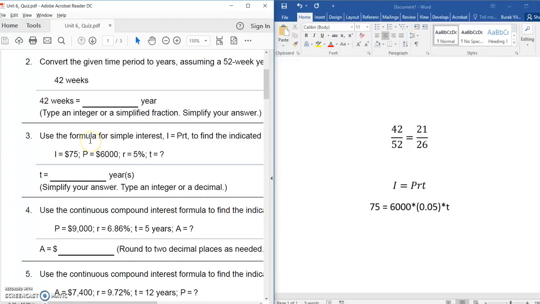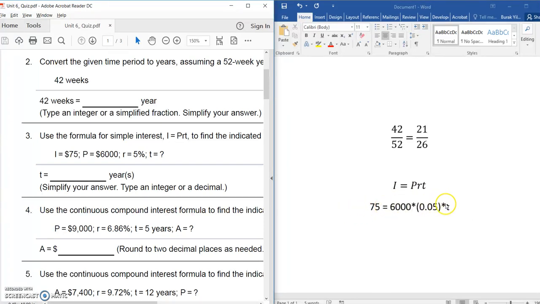So number 3 is a simple interest problem. The formula is given, I equals PRT. So these are all multiplication. The interest amount is $75. So let's just write the formula here, I equals PRT. I is given 75 equals, P is given 6,000, so it's 6,000 times. R is 5%, but make sure that you convert percent to decimal. We have to do that when solving interest problems. And 5% is basically 0.05 as a decimal, and then times T. So this is the whole equation.